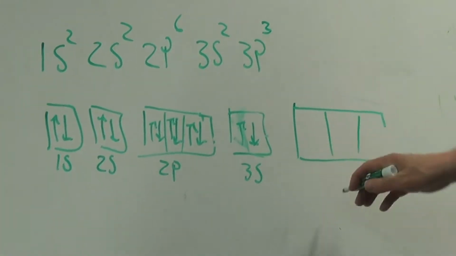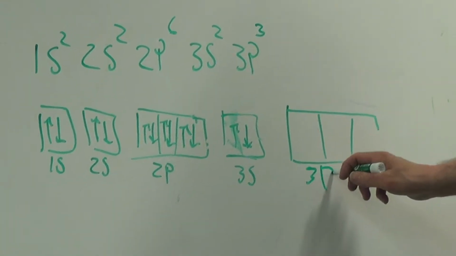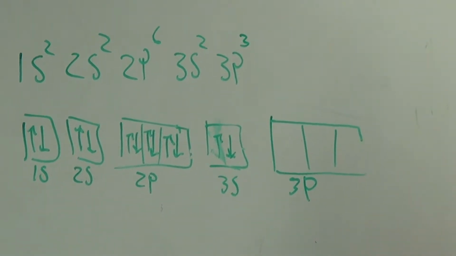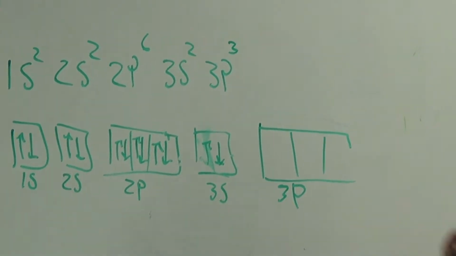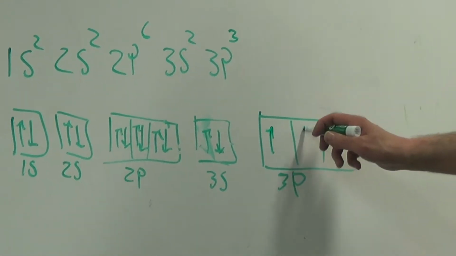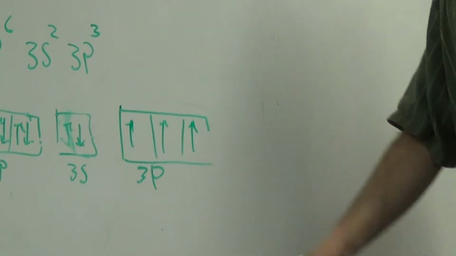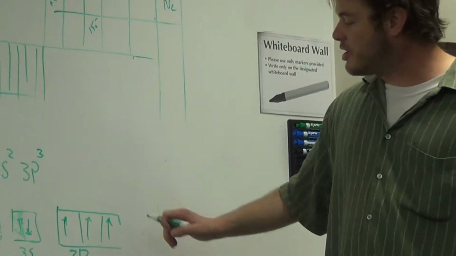Someone want to help me out with this 3p? Where am I going to put these electrons? One in each box. Pointing up. All in the same, one in each box, all pointing in the same direction, right? So we could use this notation.